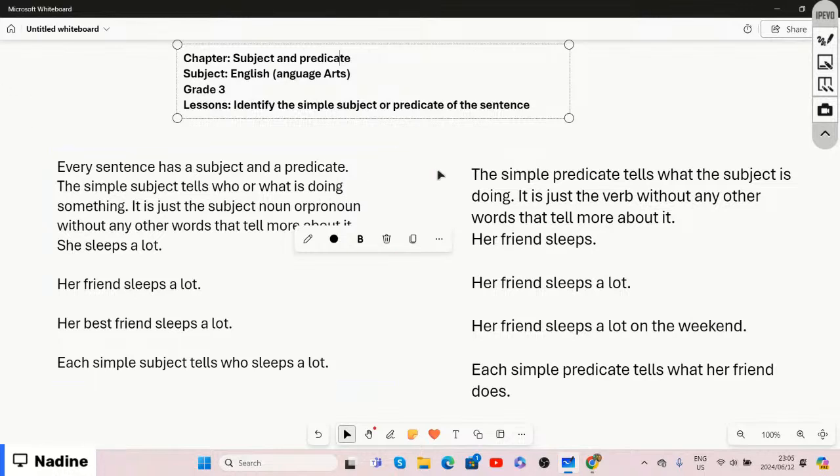All right. So this is a continuation of our previous lesson on subject and predicate. In our previous lesson, we focused on finding out what a subject is and also what a predicate is. So today we're going to continue to identify both simple subjects as well as simple predicates.